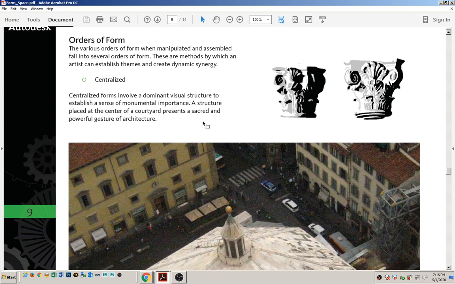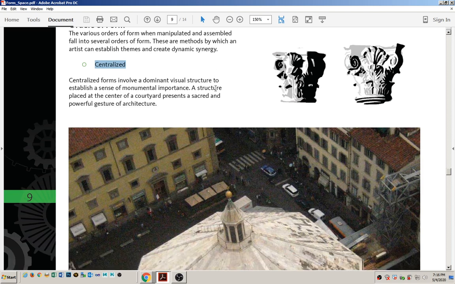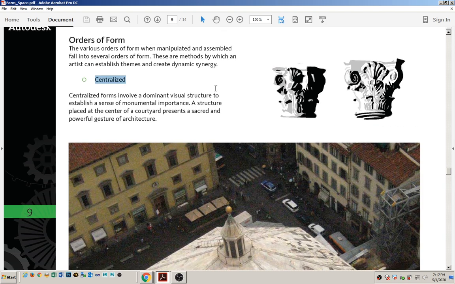Okay. Last part of this is orders of form. Now, this covers 5 different orders of form, but I'm only going to talk about 3, and you only need to know about 3 for the class. So the first order of form is what's referred to as a centralized order of form. Now, order of form doesn't get specific about a triangle versus a sphere versus a cube. An order of form simply refers to the overall shape of the structure.